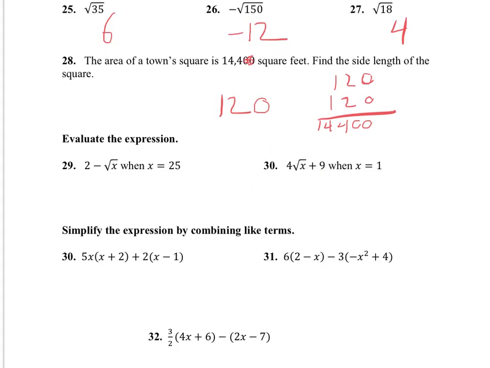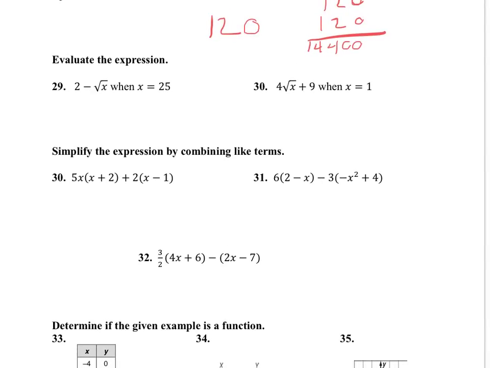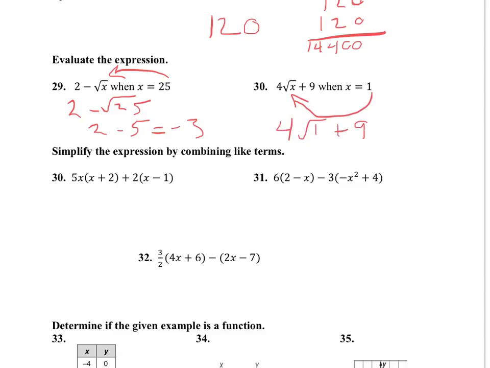Oh, let's do some evaluating down here. If I plug 25 into there, I should get 2 minus the square root of 25. Square root of 25 is 5, so 2 minus 5 comes out to negative 3. Plug that in there. I get 4 times the square root of 1 plus 9. Square root of 1 is 1, times 4 is 4. 4 plus 9 is 13.